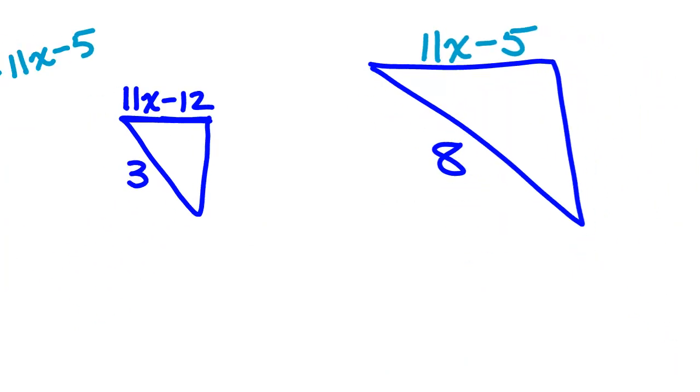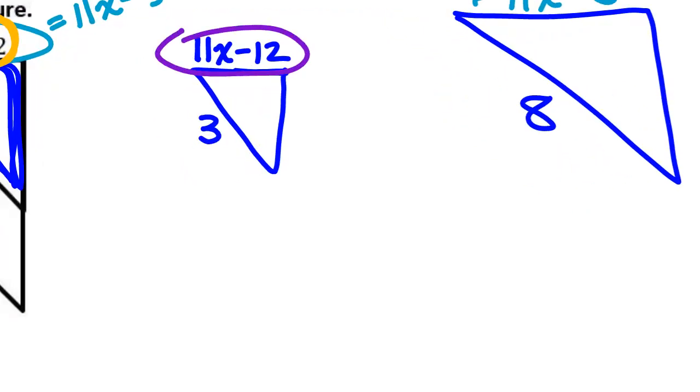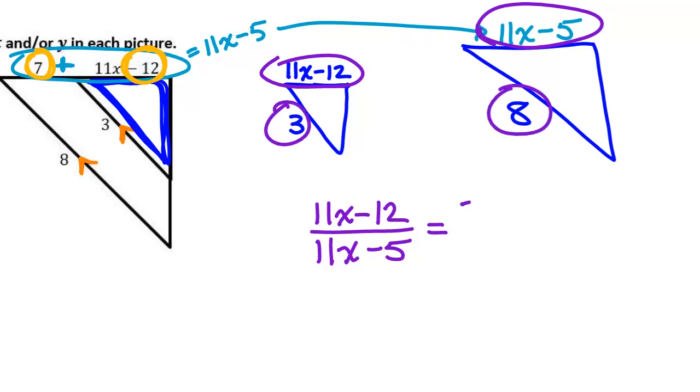So we separated our triangles. Now we're going to write a proportion of sides. 11x minus 12 would be proportional to what on the other triangle? 11x minus 5. What would my other fraction need to be then? Yep. 3 over 8, absolutely. All right. Tell me what to do next.